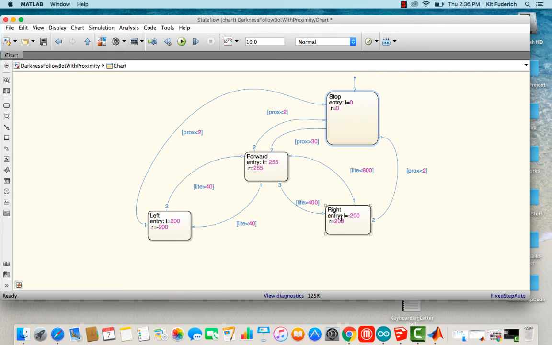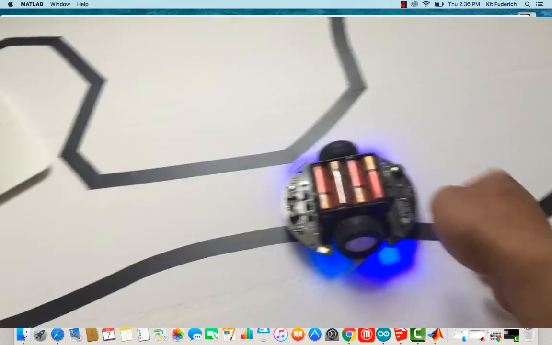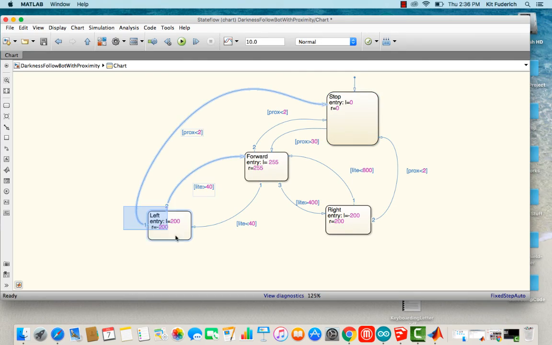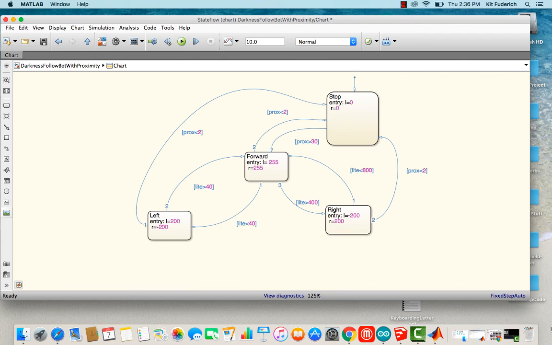Let me tell you right now, this is a work in progress, so feel free to change some of the values. You could probably improve upon what I've created here as the DarknessFollowBot. But an important thing to note is between each of these states, right and left, I do have a condition for when it would return back to stop, and I always encourage you to consider that. If I was just to move my hand away completely, I'm going to want the robot to stop. Therefore, this long arrow moving back, where the condition for movement is proximity being less than 2, meaning nothing's in front of it, the robot should just stop.